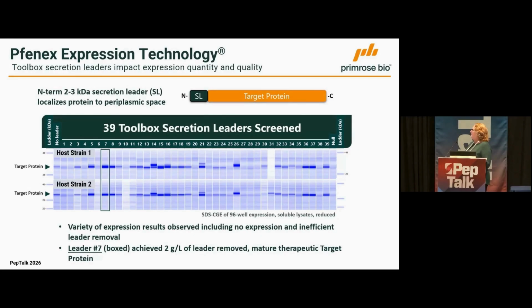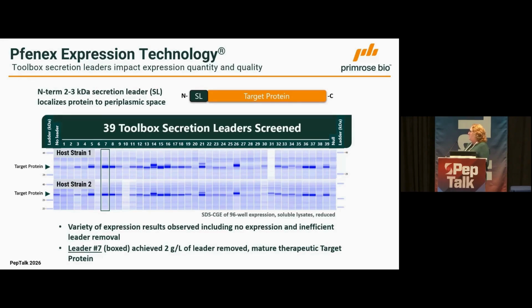Here we've got a subset of our secretion leaders directing proteins to the periplasmic space. We're looking at 39 different secretion leaders as well as just cytoplasmic expression, in this case in 2 different host strains. And you can see really quickly that the secretion leaders can have a huge impact not only on the amounts but on the quality of the protein.